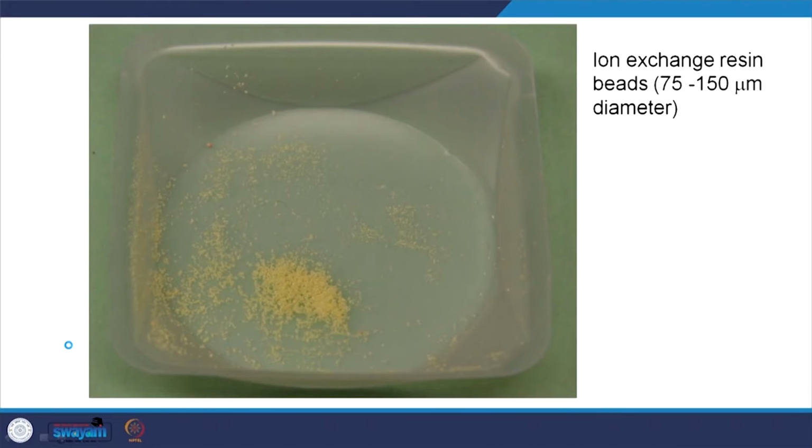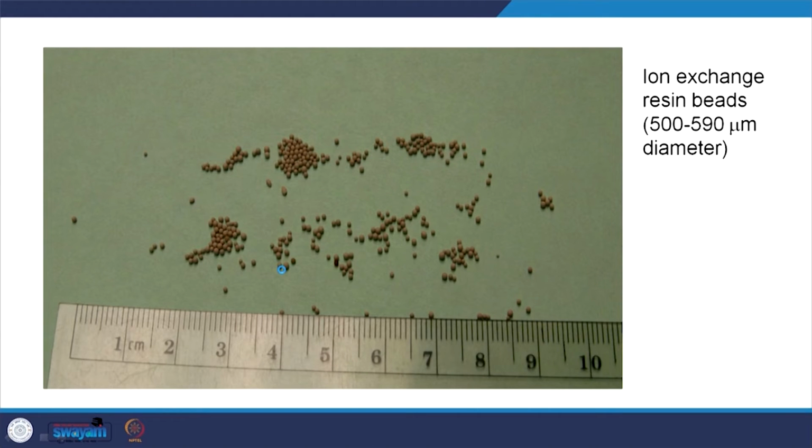And what does it actually look like? Here you see the relevant beads, and the diameter is 75 to 150 micron. Obviously, as you can see, it is relatively small. Depending upon your functionality and also the increase in volume during ion exchange, you can have different kinds of sizes. Here we have a relatively bigger diameter, 500 to 590 micrometer. I just wanted to present a picture so that you can understand how it looks.